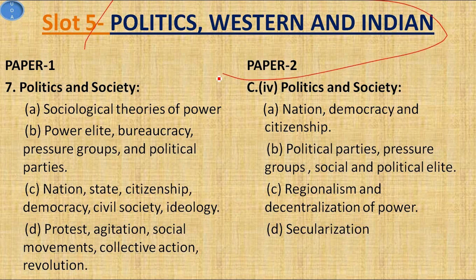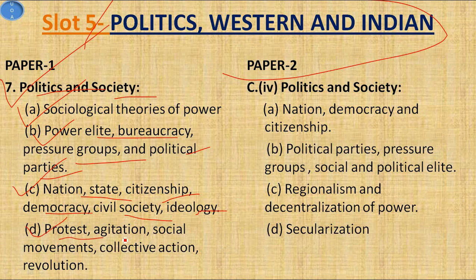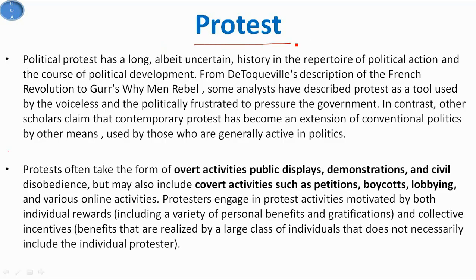So friends, as you know, we are covering slot 5, that is politics, western and Indian, in paper 1. We are nearly going to finish politics and society, as the above topics are covered, that is sociological theories of power, power elite, bureaucracy, pressure groups and political parties, nations, state, citizenship, democracy, civil society and ideology. In this video we are going to cover protest and agitation. So first we consider the protest.